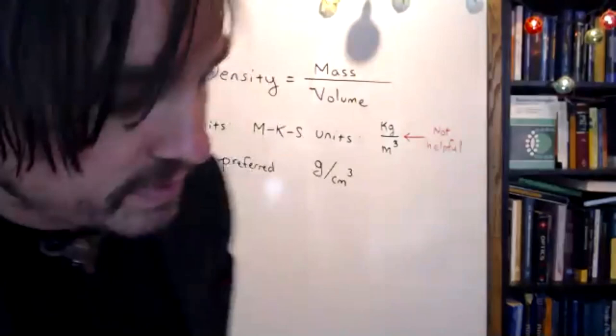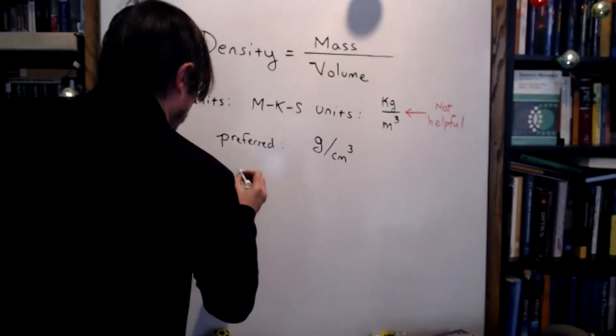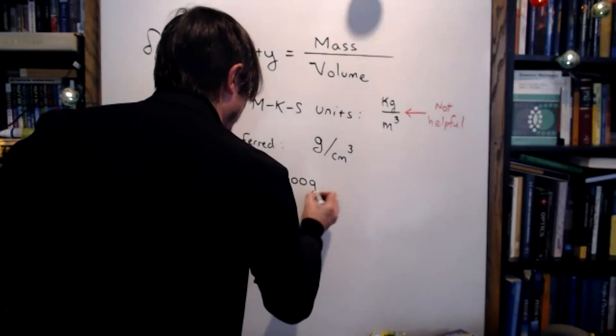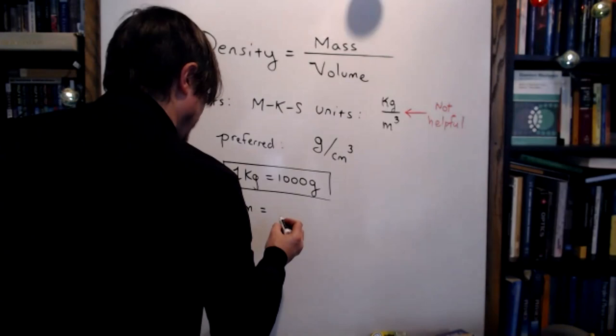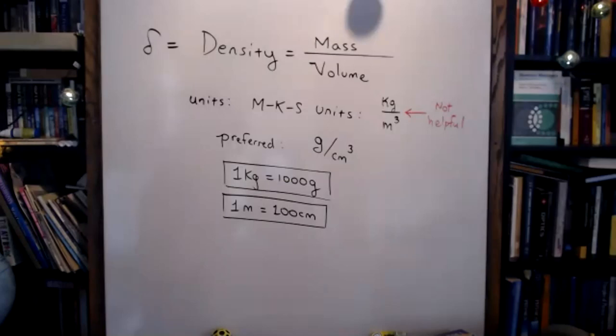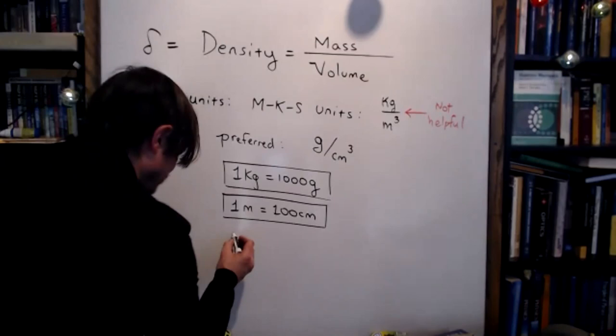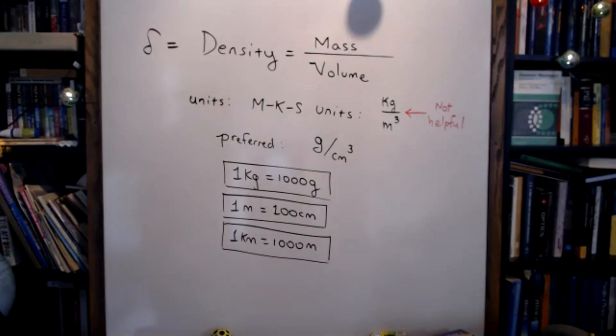It might be useful for you guys to remember your conversions from kilograms to grams, from centimeters to meters. So remember that 1 kilogram is equal to 1,000 grams. That's a helpful conversion factor. Remember that a meter contains 100 centimeters. Also, don't forget that most of the time when we measure planets, we're measuring their radii in kilometers. A kilometer is 1,000 meters.